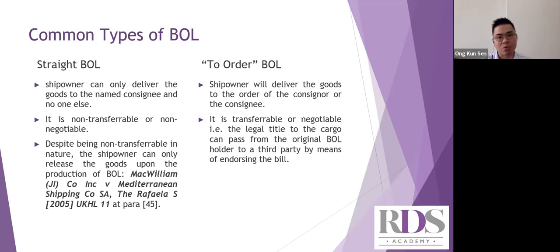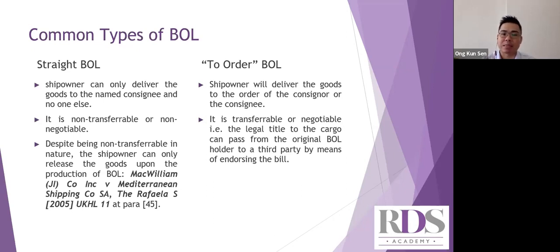A commercial bank will look at a BOL, or a straight BOL would tell Kuhan, look, it's a straight BOL, I can take this. Okay, so this is what a straight BOL is. Even though it is non-transferable, even though Kuhan is the only consignee, Kuhan still needs to present the BOL to the ship owner in order to claim his title.